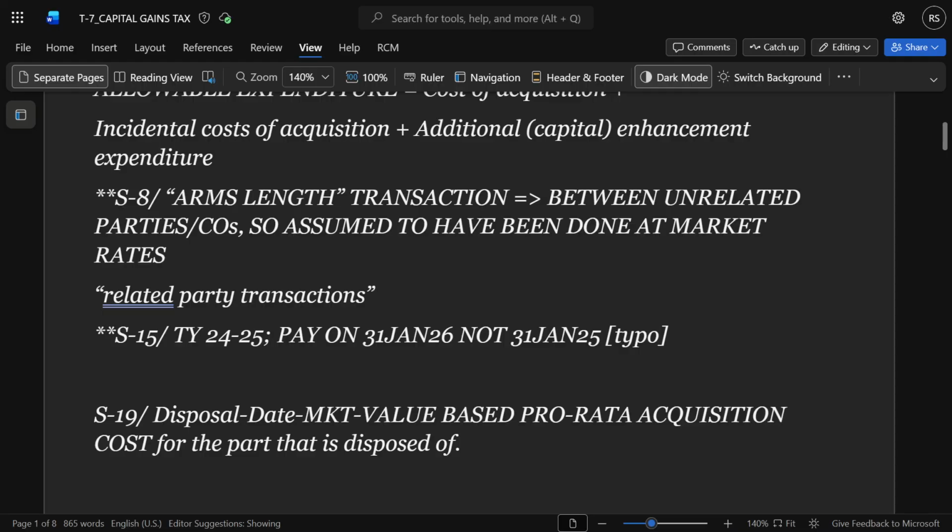But if this transaction is not at arm's length, if it's my sister or my brother or my mother, or my business partner, then I have an incentive to give them a good deal. I don't have to sell it to them at market price.